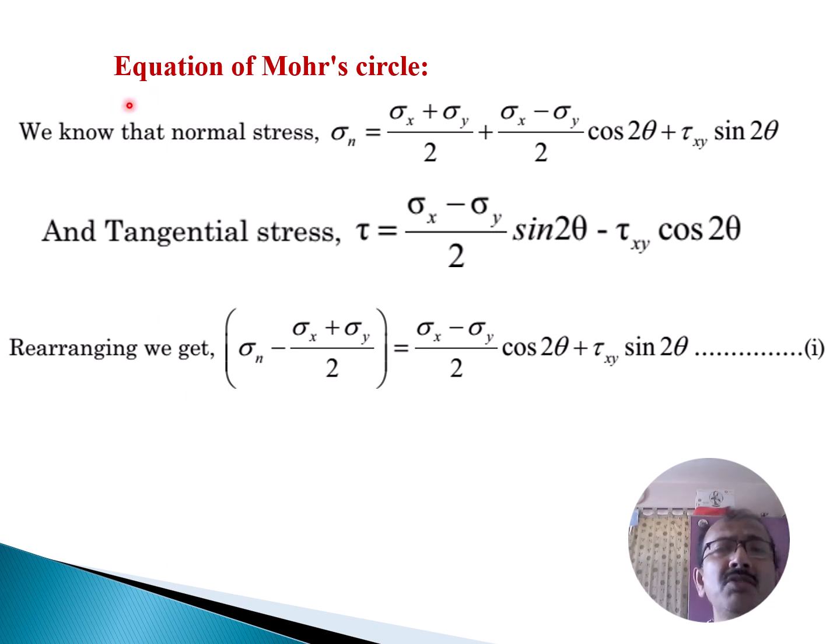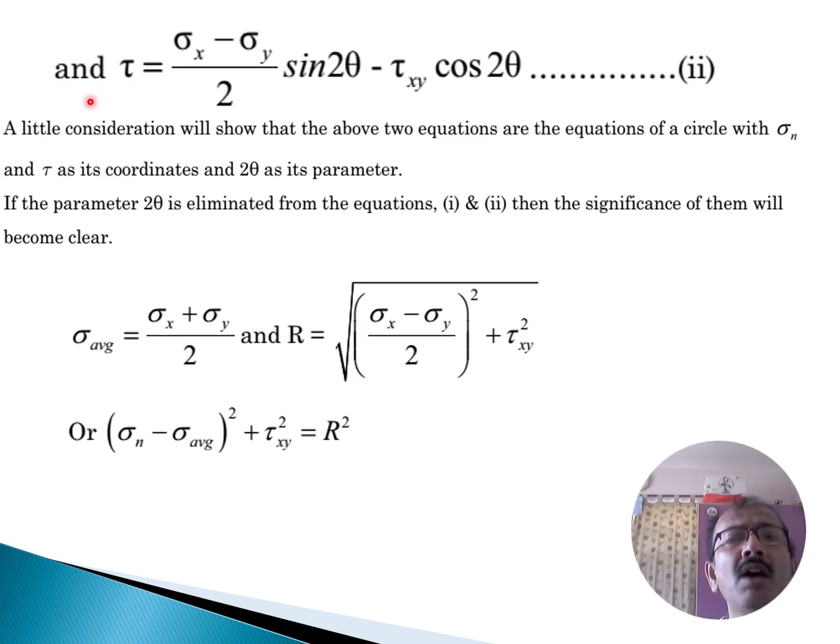Now this is nothing but the equation of the Mohr circle. Sigma n is the value I have already mentioned in this video. And tau is nothing but sigma x minus sigma y by 2 sine 2 theta, minus tau xy cos 2 theta. If we rearrange this, we get this. Similarly, tau equals this. A little consideration will show that the above two equations are equations of a circle, where sigma n and tau are the coordinates and 2 theta is the parameter.